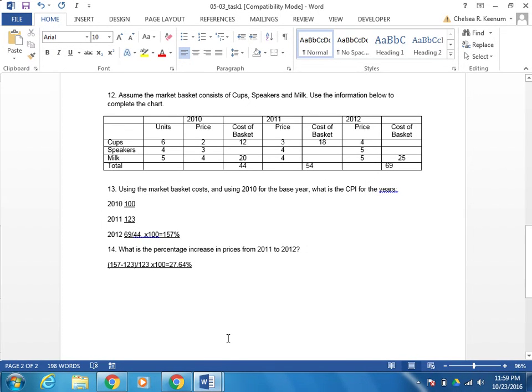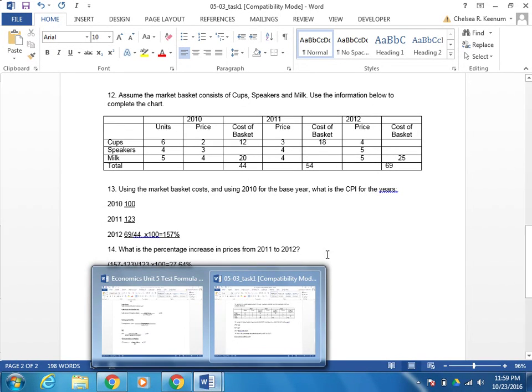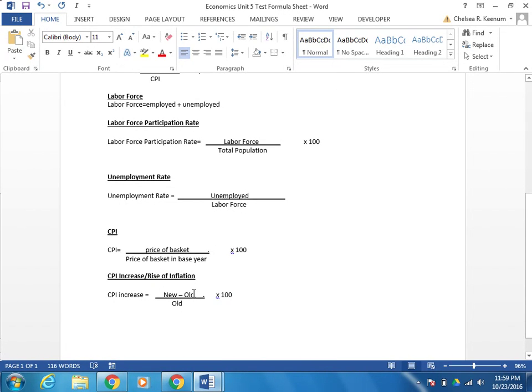When you're looking at any percentage increase with CPI, you would do, like it says here, new minus old divided by the old times 100.